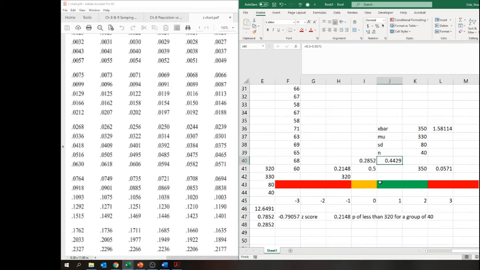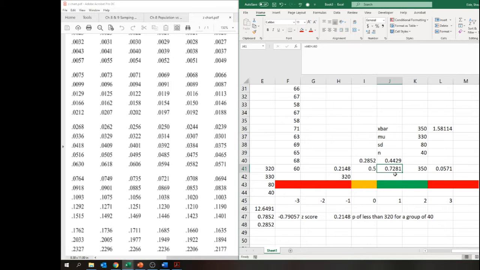0.4429. And so to find the probability of it being between these two areas, you add up the area right here plus the area right here. So you do equals this plus this, and it gives you 0.7281. So that is the probability of it being between these two.